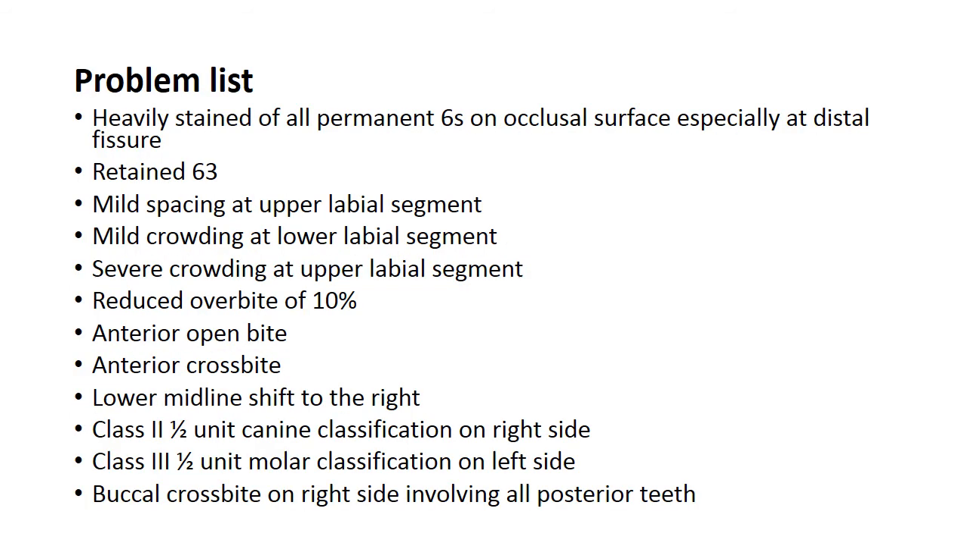So these are the problem list of this patient. The patient presented with heavily stained permanent sixes on the occlusal surface, especially at the distal fissures. The patient presented with a retained 6-3, mild spacing at the upper labial segment, mild crowding at the lower labial segment, severe crowding at the upper labial segment, reduced overbite of 10%, anterior open bite, anterior crossbite, lower midline shift to the right, class 2 half unit canine classification on the right side, class 3 half unit molar classification on the left side, and buccal crossbite on the right side involving all posterior teeth.